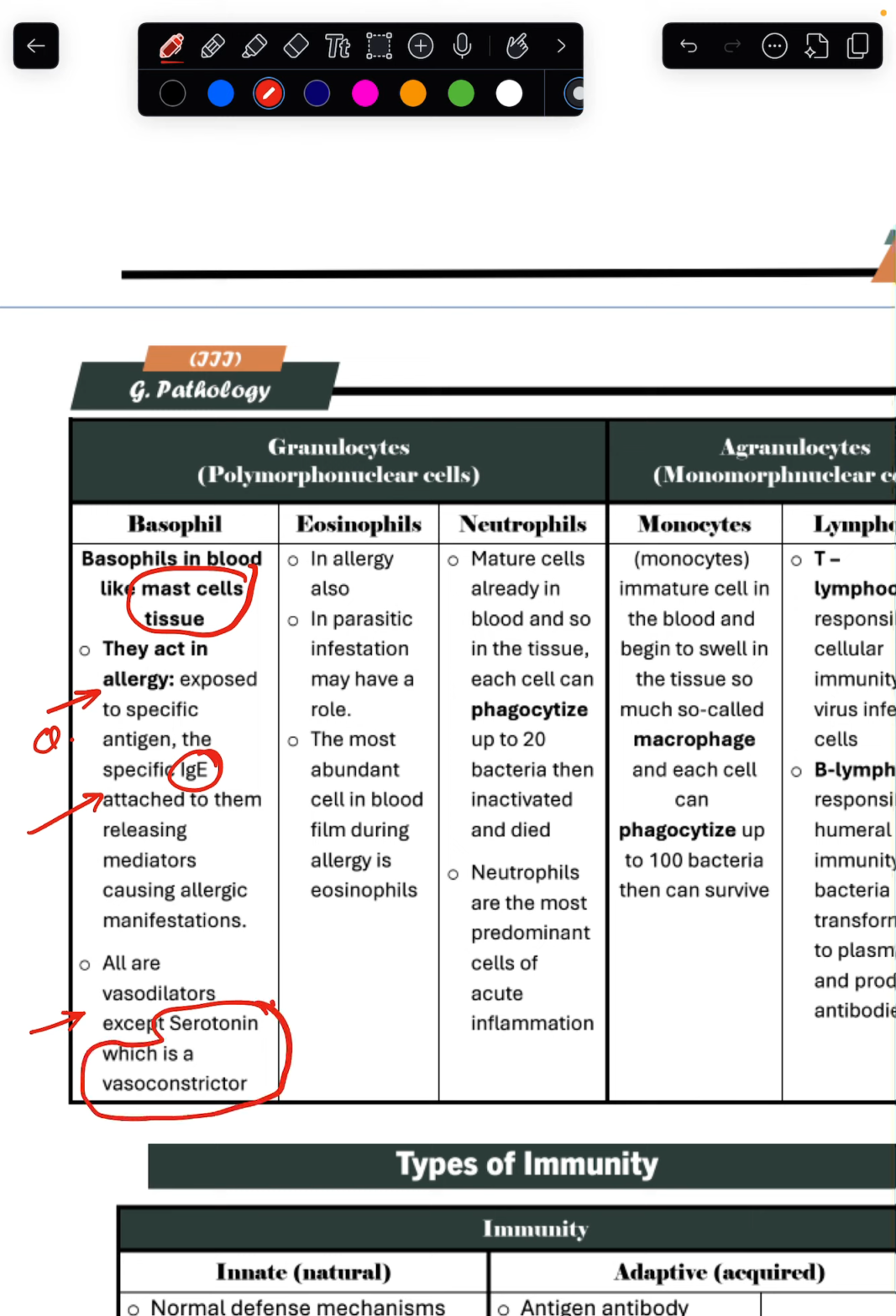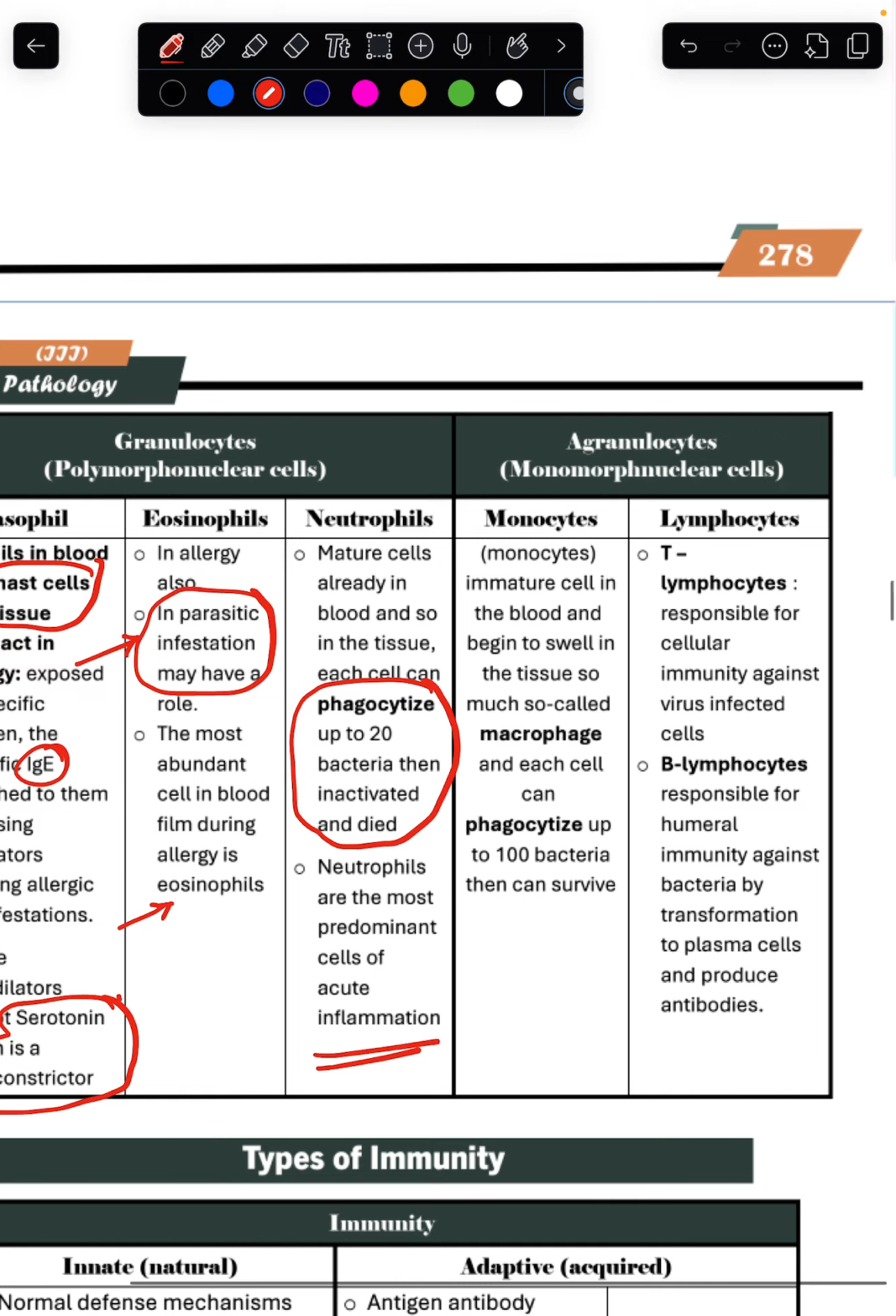Then eosinophils are concerned with parasites. So these two are for allergy. Eosinophils deal with parasites, and specifically during allergy the eosinophil count is increased. Basophils go with the mast cells. Neutrophils are mature cells already in the blood and tissue; they phagocytose bacteria, and then they die. Neutrophils are the most predominant cells in acute inflammation. This is the cell of inflammation, that is the neutrophil.